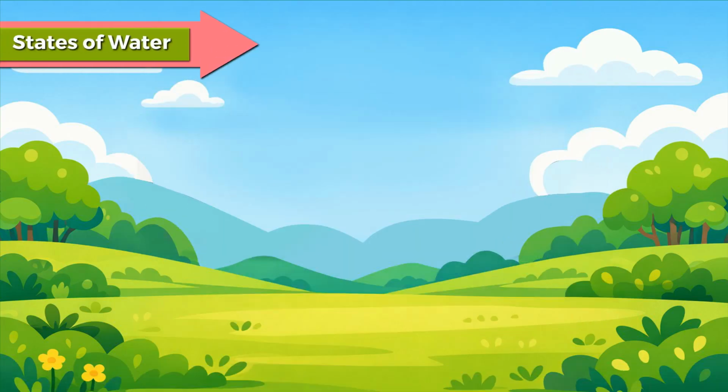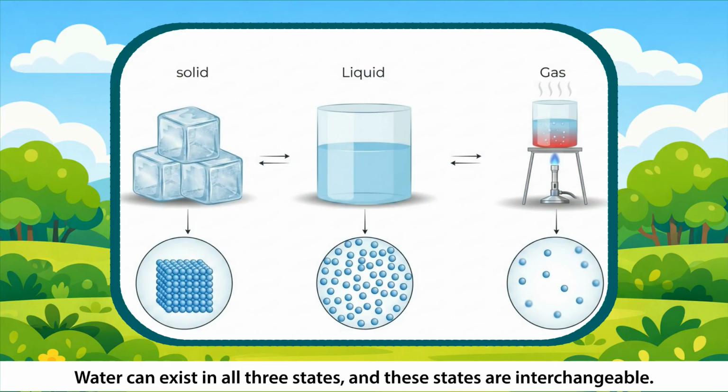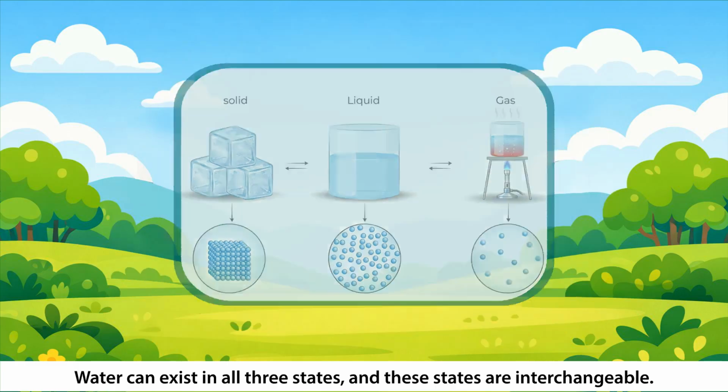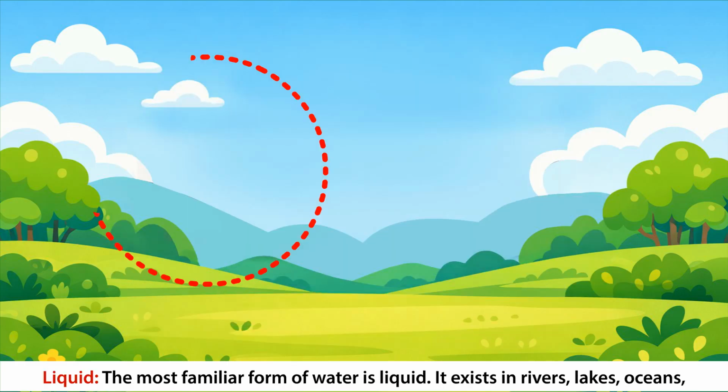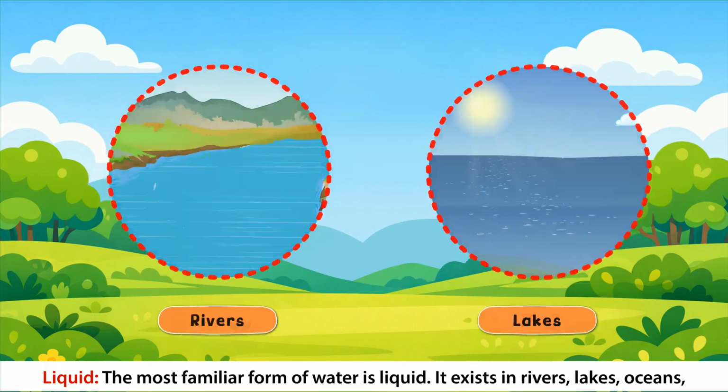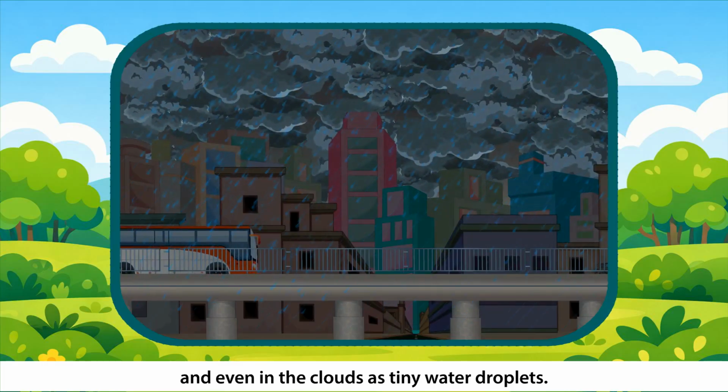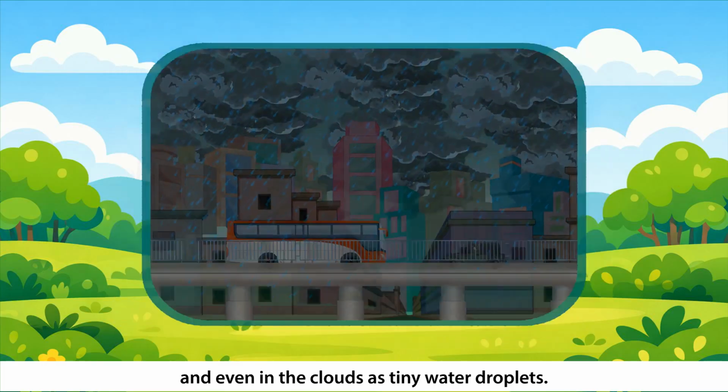States of water. Water can exist in all 3 states and these states are interchangeable. Liquid. The most familiar form of water is liquid. It exists in rivers, lakes, oceans and even in the clouds as tiny water droplets.